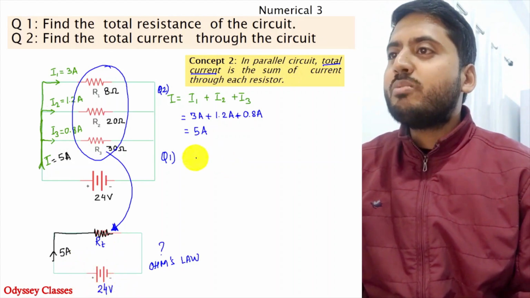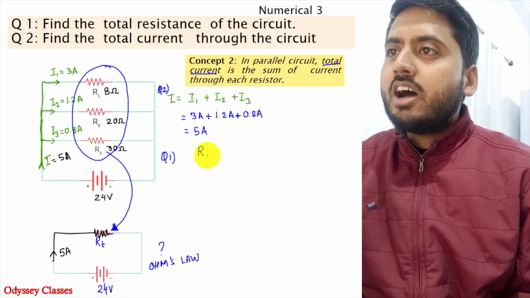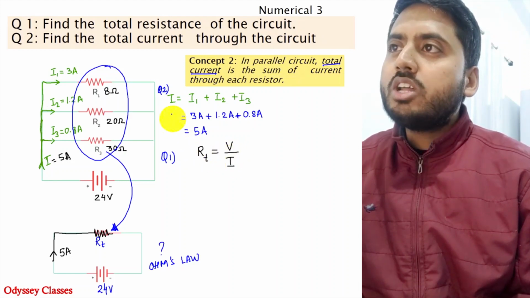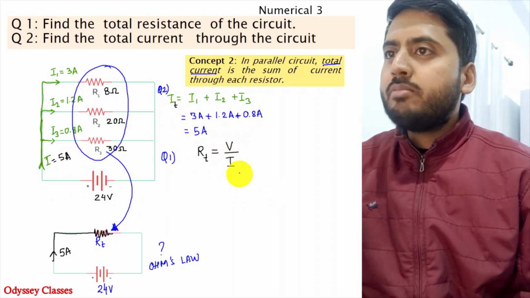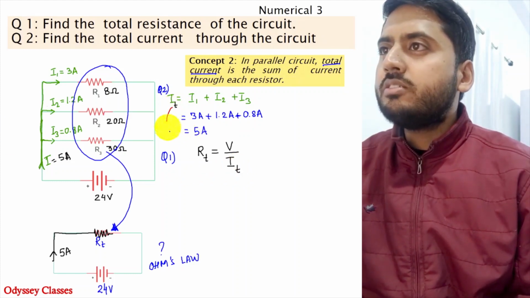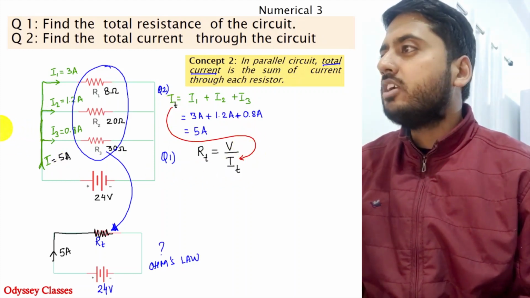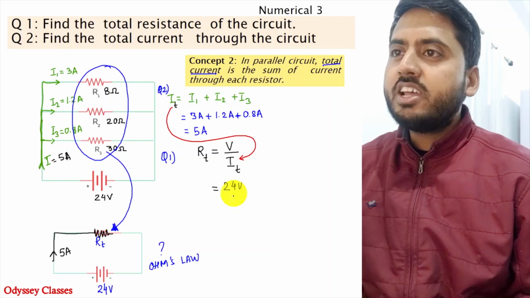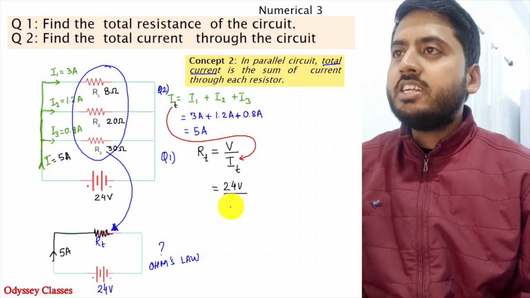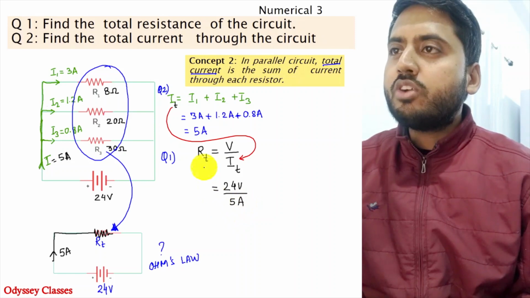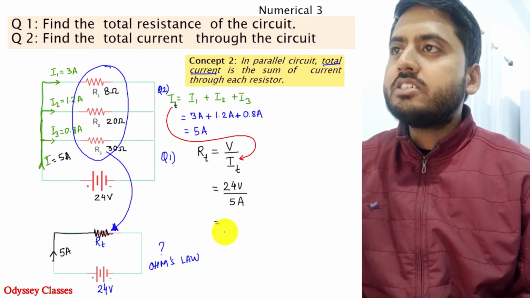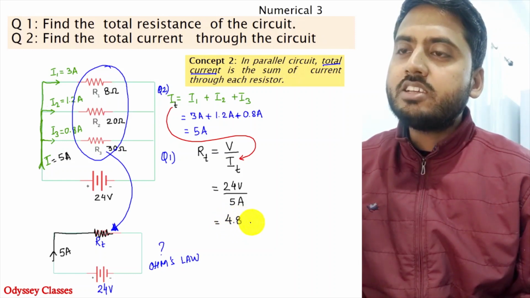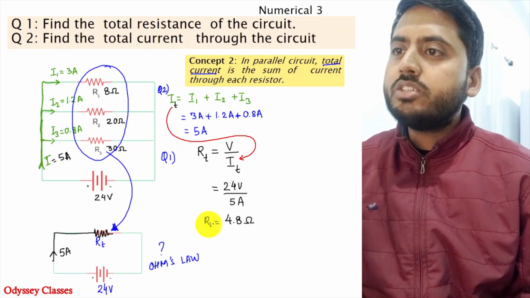So we can use the simple Ohm's law formula and write RT, that is the total resistance, is equal to the supplied voltage divided by the total current. If I call this IT, the same current, we can use it here and we can obtain the total resistance. So let's put the values. V is 24 volt and the total current is 5 ampere. From this, what we see is the total resistance is coming as 4.8 ohm, and that is the total resistance of the circuit.